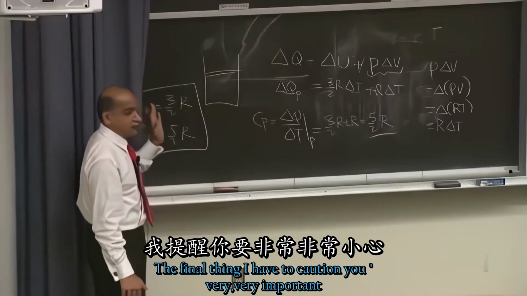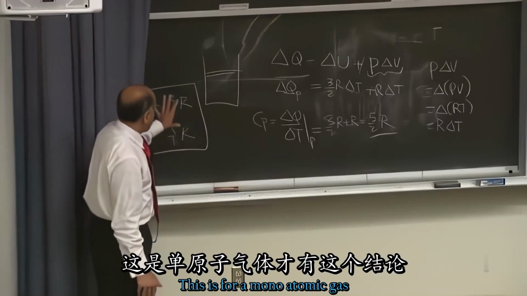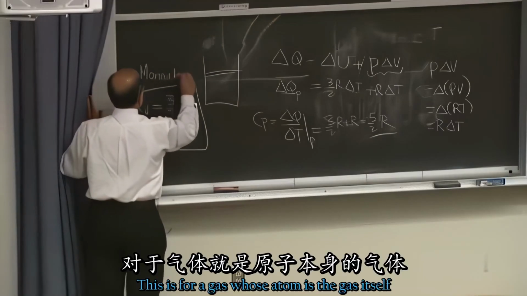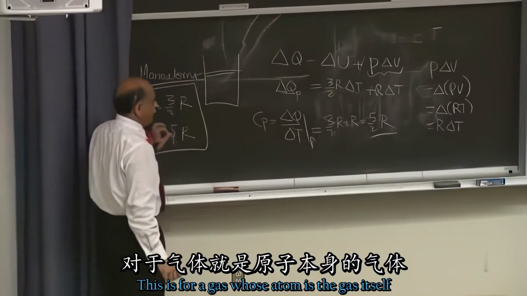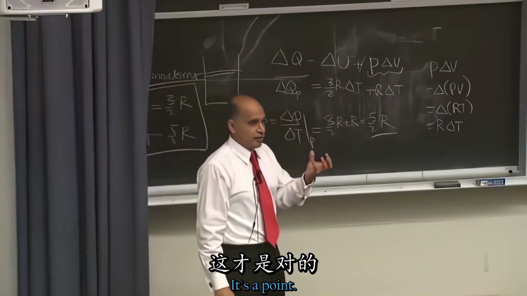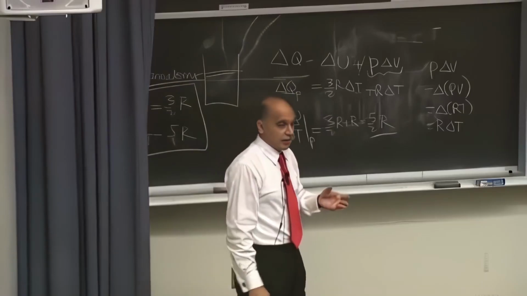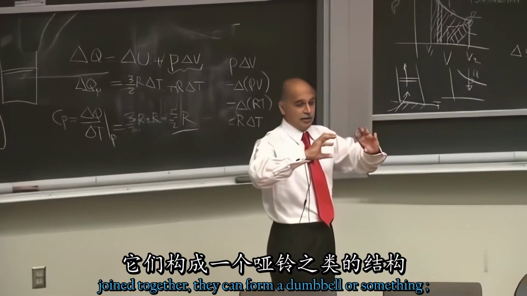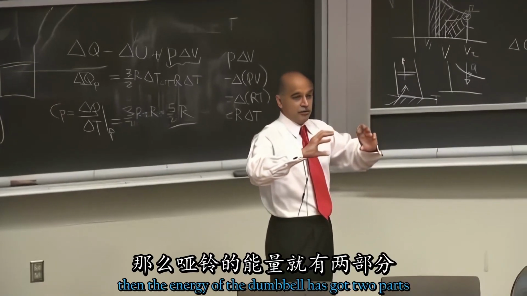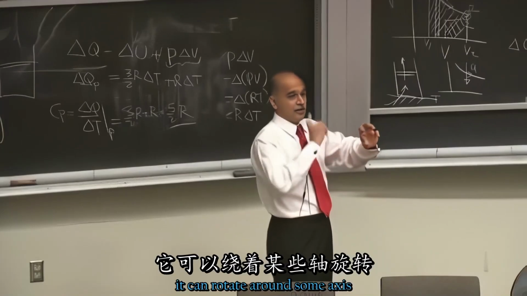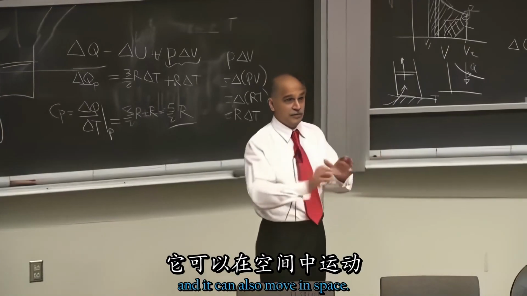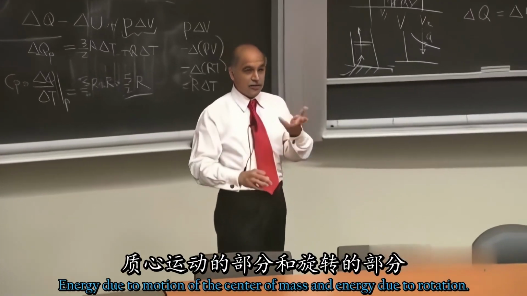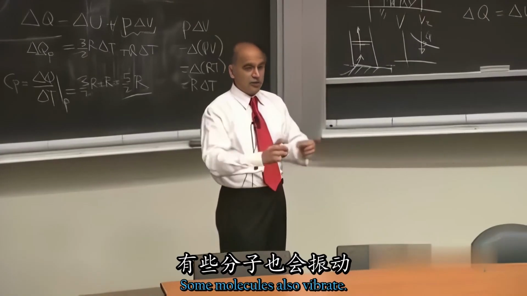Final thing I have to caution you, very, very important. This is for a monoatomic gas. This is for a gas whose atom is the gas itself. It's a point. Its only energy is kinetic energy. There are diatomic gases, where 2 of them join together. They can form a dumbbell or something. Then the energy of the dumbbell has got 2 parts, as you learned long ago. It can rotate around some axis, and it can also move in space. Then the internal energy has also got 2 parts, energy due to motion of the center of mass and energy due to rotation. Some molecules also vibrate.